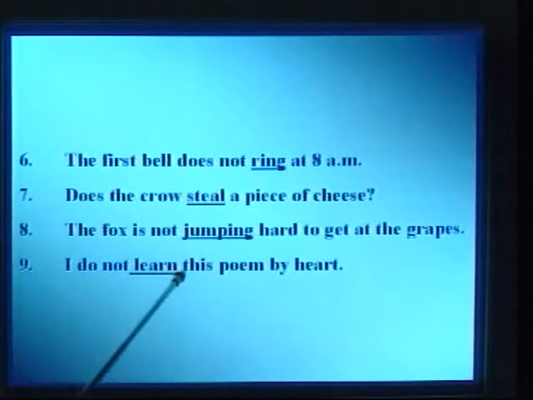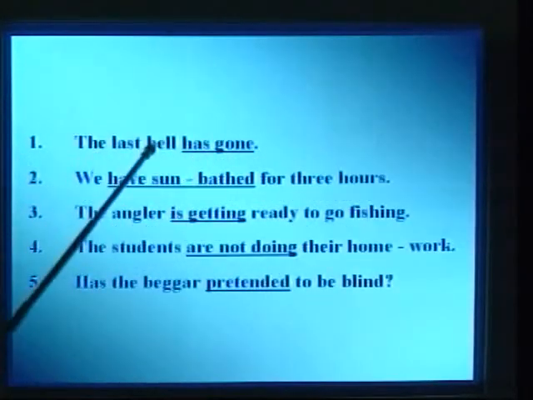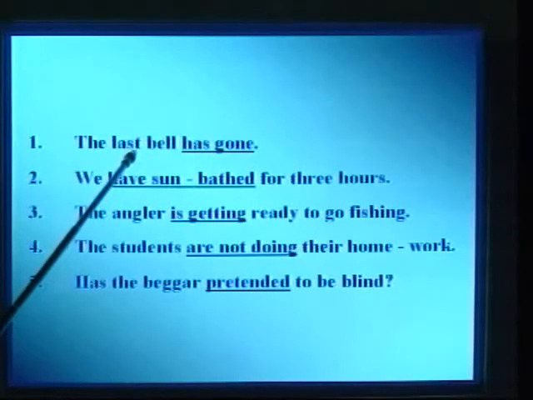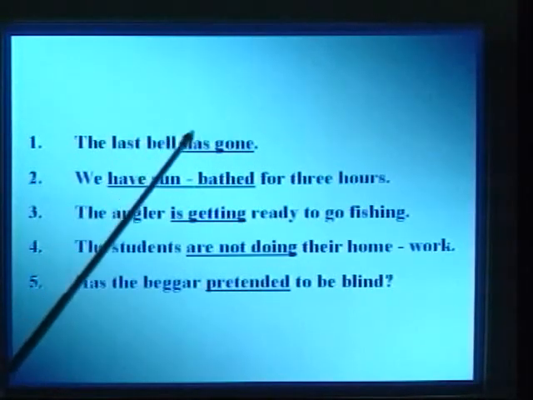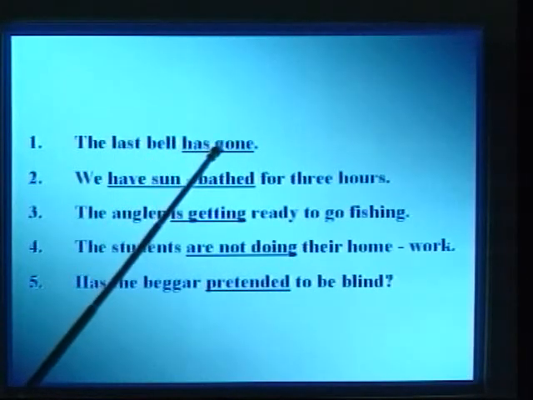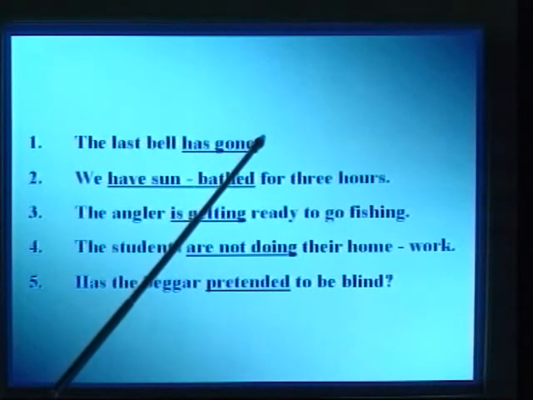Then, I do not learn this poem by heart. Learn in V1, that is the base form of the verb, we all know it. So you can name it. What tense form is it really? The last bell has gone. So we are talking about the last bell, you know which part of the sentence that is, the subject. And again you have has and gone. So has or have, and gone, you know this is V3. Come on, you tell me.